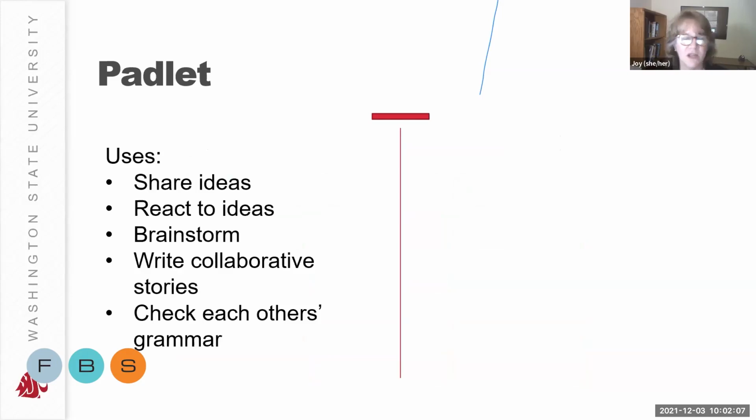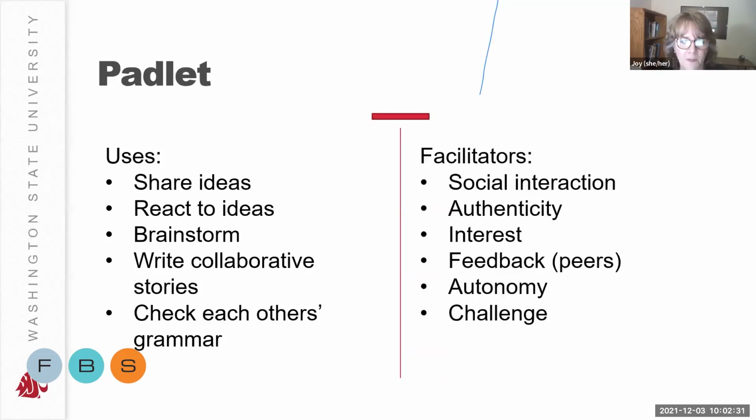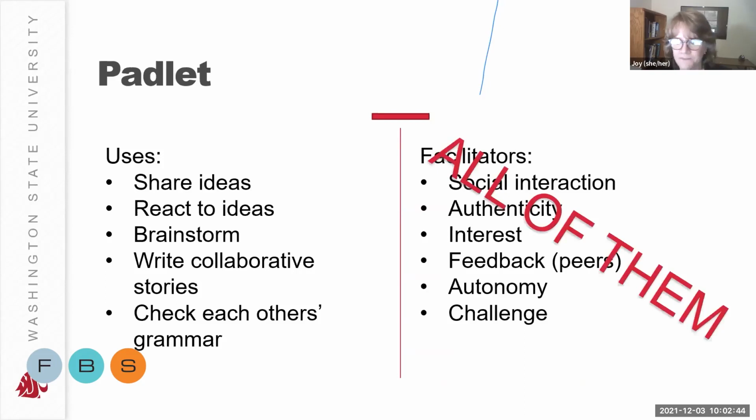So we're going to use it in this lesson about learning the news to share ideas, to have each other react to ideas, to brainstorm about what stories they might want to put in a newspaper that they're writing, to write stories together, and they can even check each other's grammar. And there are, of course, many other uses. It just depends on what you want to use it for. And again, when I'm thinking about which facilitators this helps me integrate into my learning the news unit or task, I think that it does all of them.